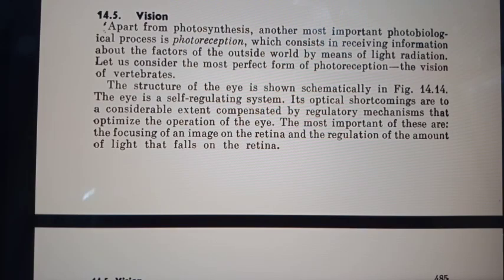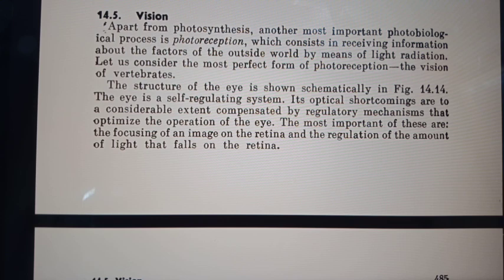Today our topic is vision. The structure of the eye is shown symmetrically. The eye is a self-regulating system. Its optical shortcomings are to a considerable extent compensated by regulatory mechanisms that optimize the operation of the eye.